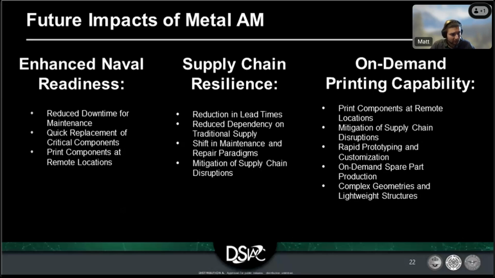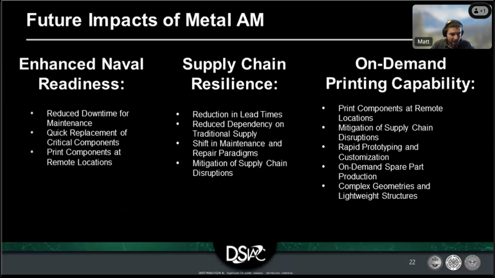I'm going to have those parts available to print anytime as long as the machine isn't busy. Quick replacement of critical components and print components at remote locations. So like I said, if you're out on a patrol or a mission of some sort, if a critical component fails, you're going to have to turn around or have some sort of supply ship come up and reach you. That's going to affect readiness. But if you can print it hypothetically and replace it there, that's going to save a lot of time and critical readiness. And supply chain resilience, so reduction in lead times.